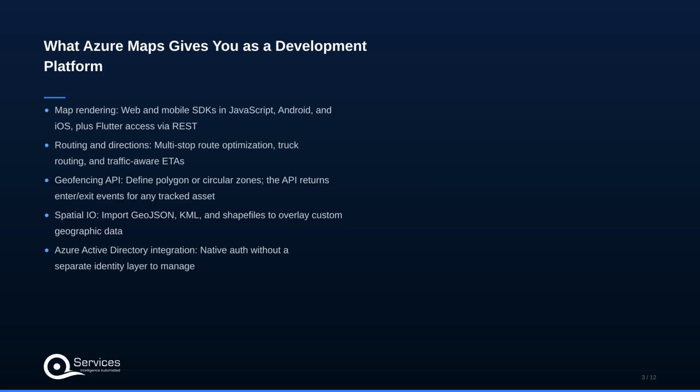Azure Maps is Microsoft's cloud-native geospatial platform. It bundles map rendering, search, routing, traffic data, geofencing APIs, and spatial analytics into a single service with pay-as-you-go pricing. For SMB developers, the practical capabilities include: pricing runs on a transaction model.